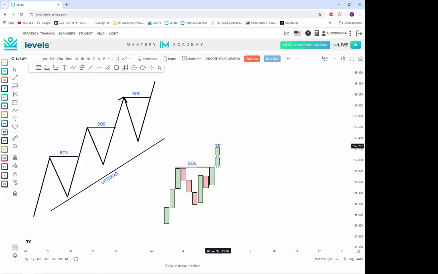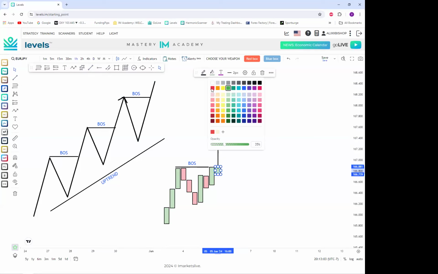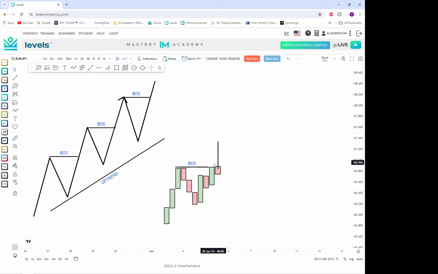Guys, if market starts running like this, and then we get a wick like this, and market actually closes red a little bit, this is not a break of structure. This is not a break of structure. It's not a break of structure until we break and close and go higher. Give me a 2 if that makes sense.